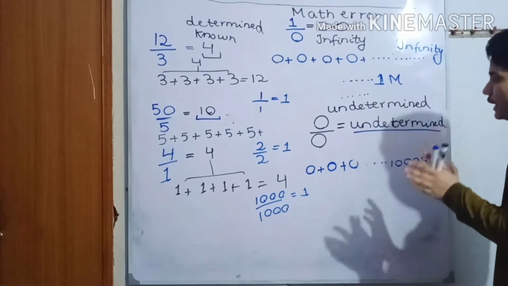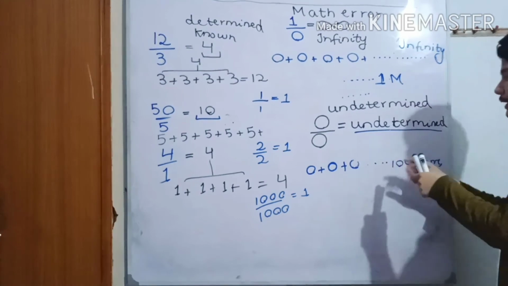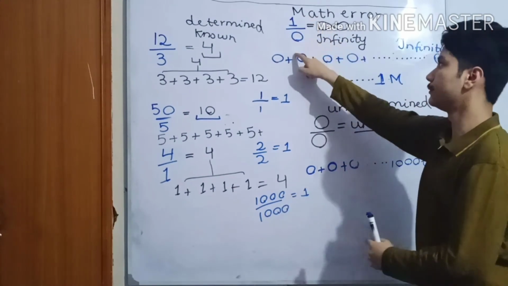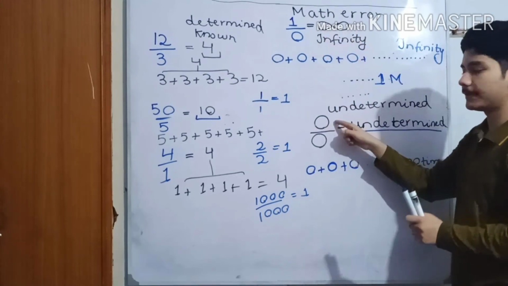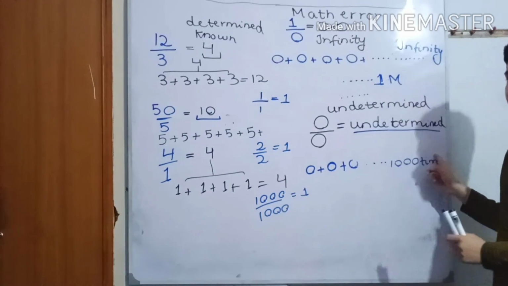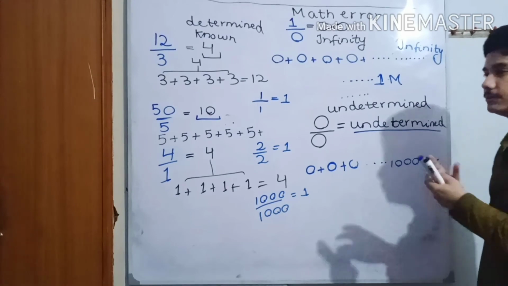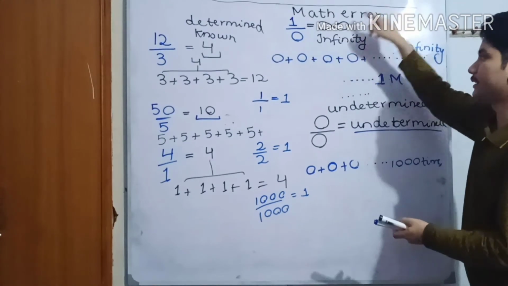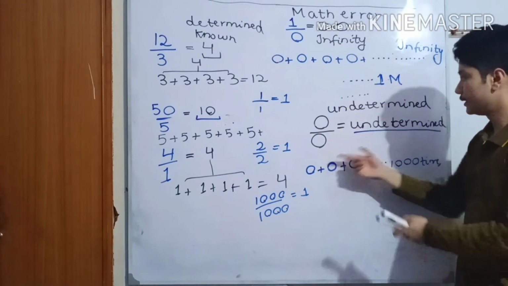So 0 upon 0 is undetermined, but when you divide 1 or any number by 0, it is infinity. But if you divide 0 by 0, it is basically undetermined. So there are two different concepts about 0. You have to understand that any number divided by 0 is shown by this sign, infinity. And 0 divided by 0 is always undetermined.